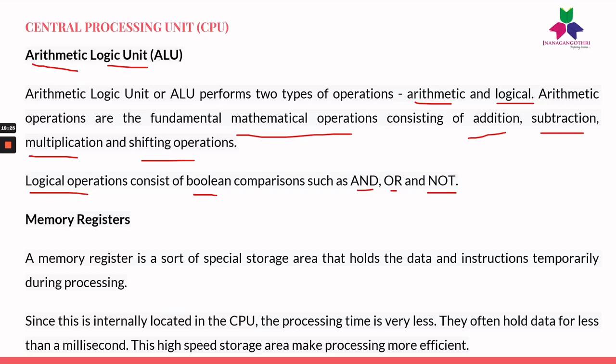Next, we have memory registers. What is a memory register? A memory register is a special storage area that holds the data and instructions temporarily during processing. The CPU processes data and instructions at very high speeds. There is a movement of data between various units of a computer at high speeds.